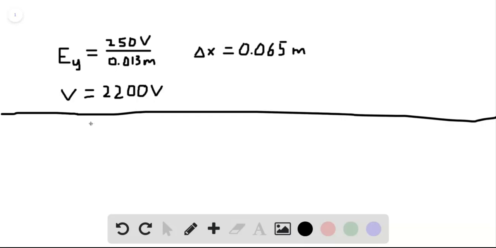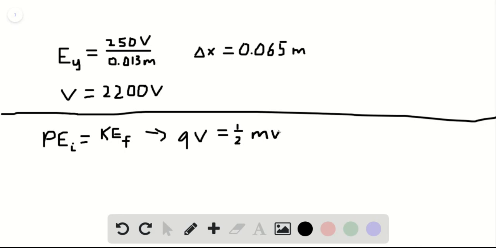So first, the horizontal component. The potential energy initially is going to be equal to the kinetic energy final. Well, the initial potential energy is the charge, Q, times the voltage, V, which is going to be equal to the final kinetic energy, which is 1/2 the mass times V sub x, the velocity in the x direction, squared. Where time here, of course, is going to be equal to the distance traveled, so delta x, which was given, divided by the velocity of x, V sub x.